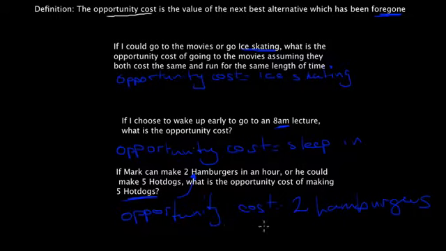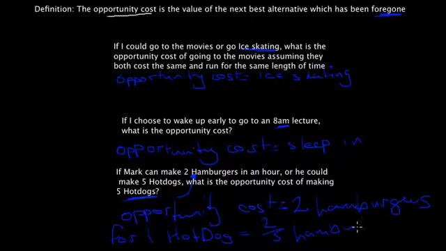And another way of putting this last question might be written as, what is the opportunity cost of making 1 hot dog? So all we have to do is look at, he can make 2 hamburgers if he makes 5 hot dogs. So for one hot dog, the opportunity cost equals 2 divided by 5 hamburgers. So 2/5 of 1 hamburger. And it's really quite a simple concept, the idea of an opportunity cost.